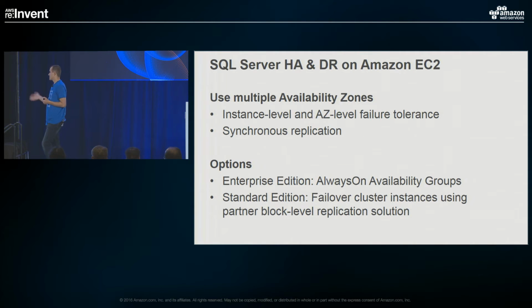So for Enterprise Edition, we recommend using Always On availability groups. This is a feature that's only available in the Enterprise Edition. For Standard Edition, you can implement failover clustering using a partner-provided block-level replication solution. So AWS doesn't natively support shared volumes, so you leverage a partner that simulates that shared volume by simply replicating the blocks between two different EBS volumes.